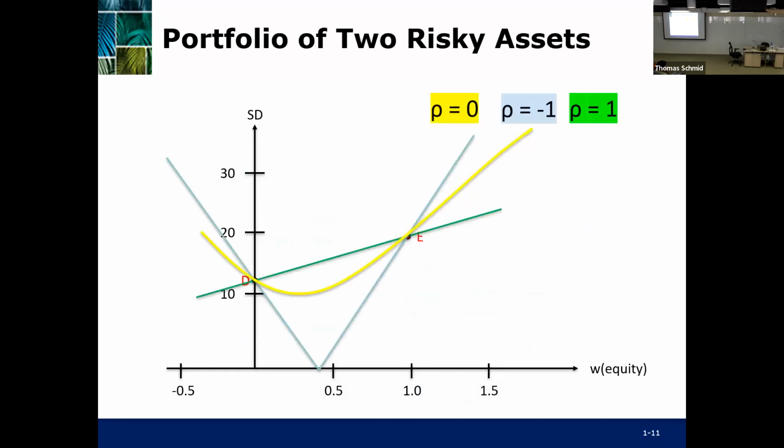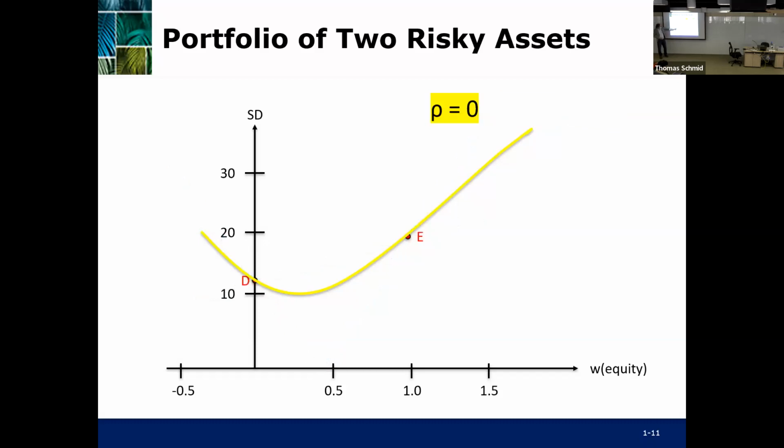So these are the 3 shapes we have. Again, this is not the risk-return space, this is the weight in the equity fund versus risk space. +1, linear. -1, V-shaped. Somewhere in between, like 0, we have this curve that is between the linear and the V-shape. Okay?